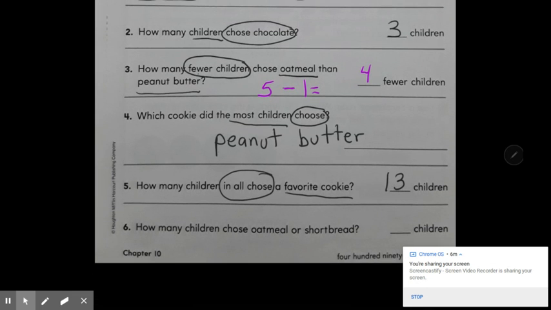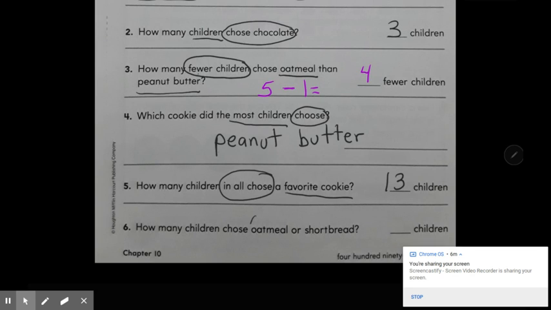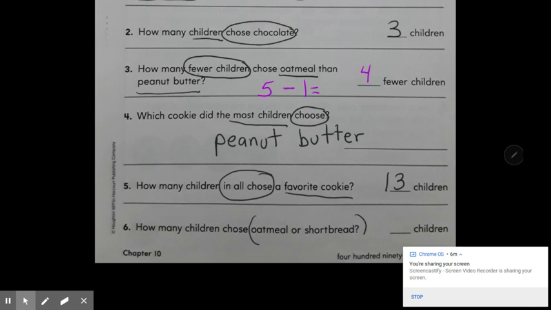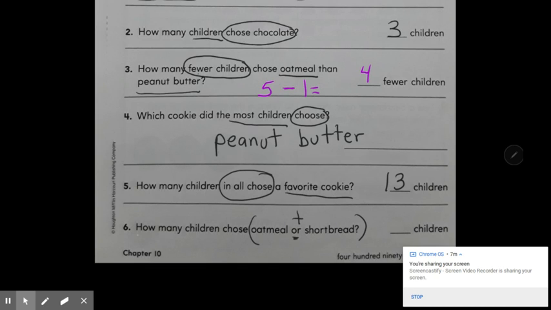My last question says, how many children chose oatmeal or shortbread? Now, don't get confused with this. Just because they use the word or, basically, they're asking you to put them together. Basically, they're asking you to add them. Because they're asking you for the children that chose the oatmeal or the shortbread.